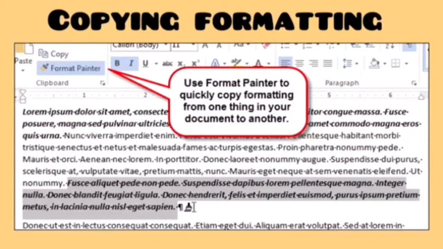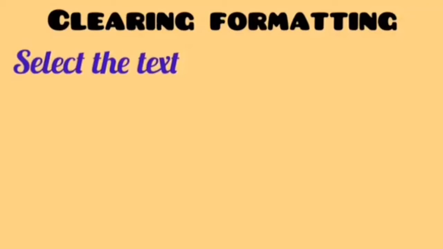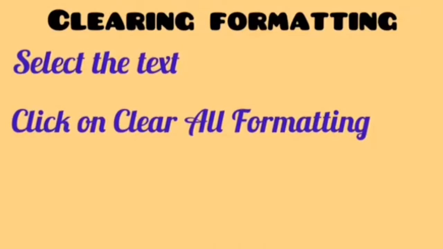Next one is I want to clear all this formatting. So what are the options for that? Again you have to select the text. And then what you have to do? You have to select the option called Clear All Formatting. And this option is present under the Font group itself.